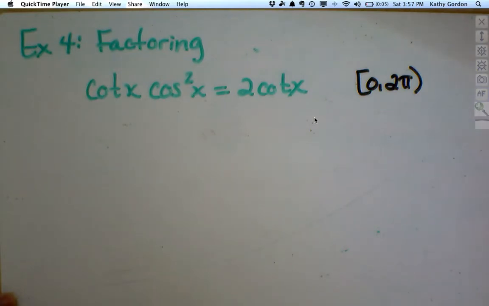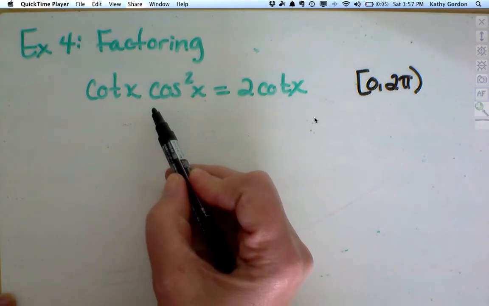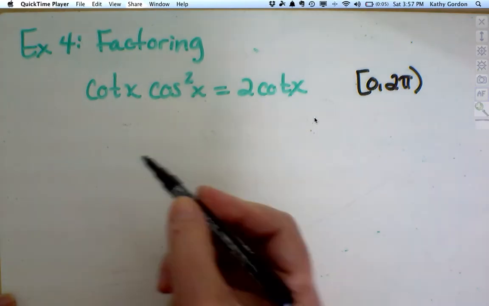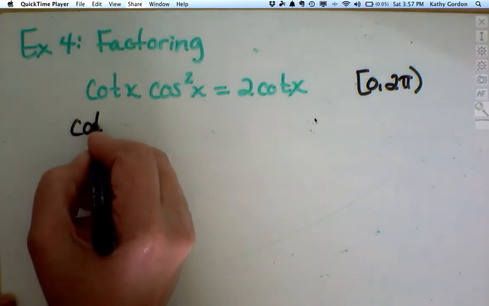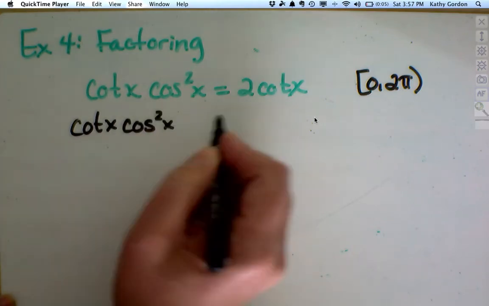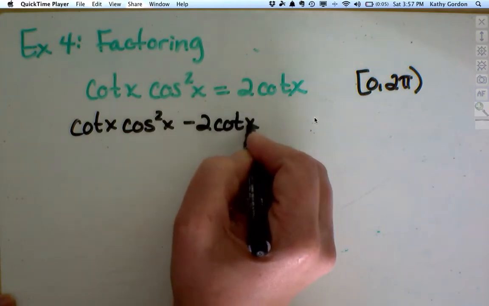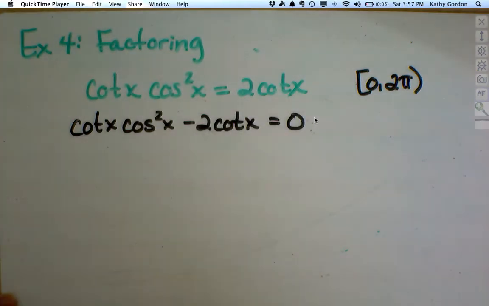So what should we do? Well, we're going to work this just like we would with a quadratic. We're going to get everything on one side of the equation and set it equal to 0. So I'll have cotangent x times cosine squared x minus 2 cotangent x now equal to 0.